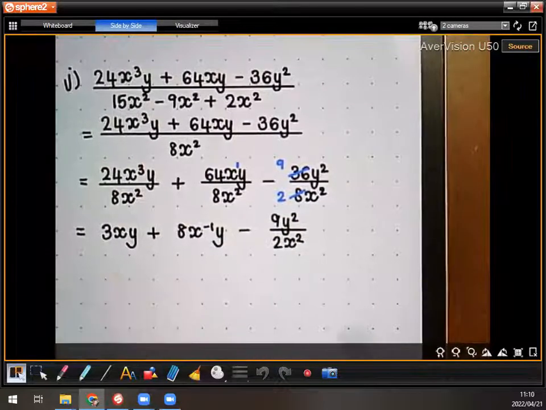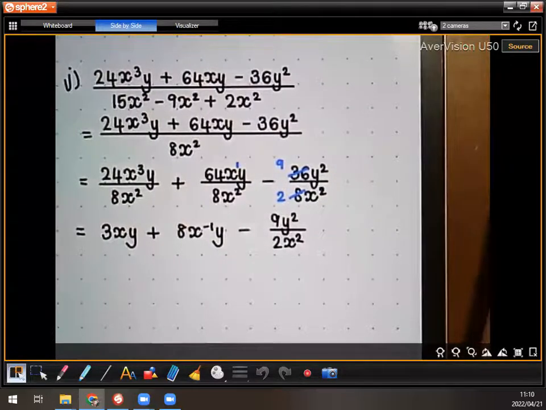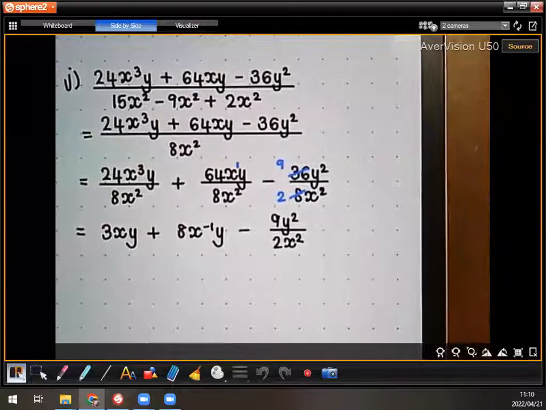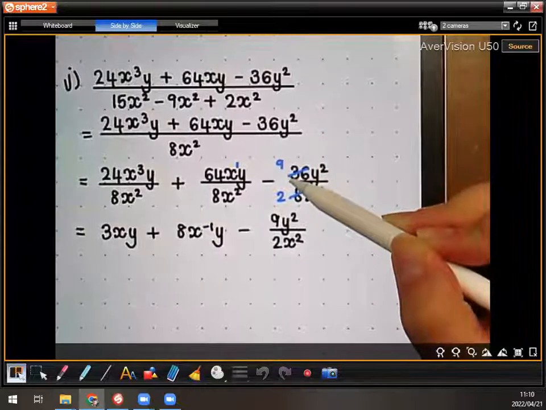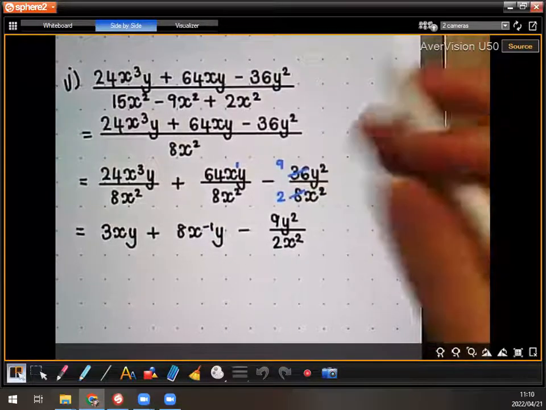Now for the next one, the last one, 36 over 8. Does 8 go into 36 perfectly? No, but you can simplify it, right? What number goes into 36 and 8? 4. Okay? So you can say how many times does 4 go into 36? 9 times. That's where that 9 comes from.